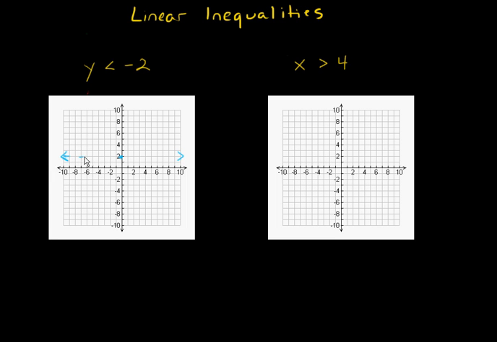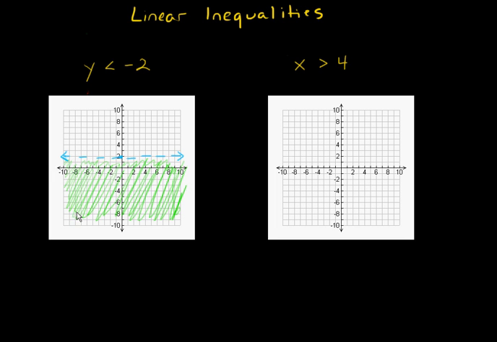And we still have to shade. I'm looking at the y values that are smaller than negative 2. So look at the y-axis. Where are the numbers that are smaller than negative 2? Well, that's underneath the line. So I want to shade under the line. So that would be what the graph looks like.